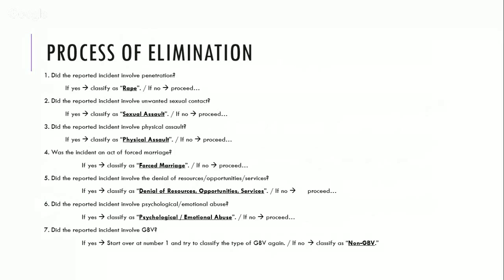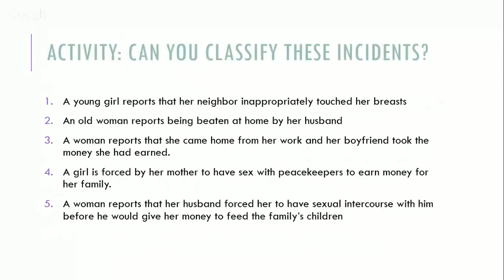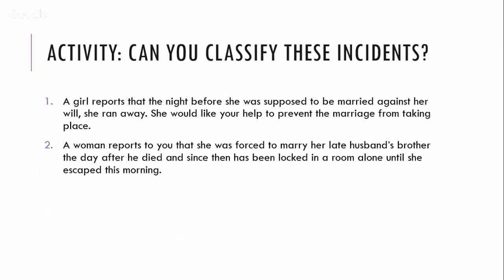I hope going through these examples gives you a better idea of how we always need to go back to the questions. Let's go through a couple of more. A girl reports that the night before she was supposed to be married against her will, she ran away. She would like your help to prevent the marriage from taking place. So let's go back to our questions. Did the incident involve penetration? No. Did the incident involve sexual assault, unwanted sexual contact? No. Did the incident involve physical assault? No.